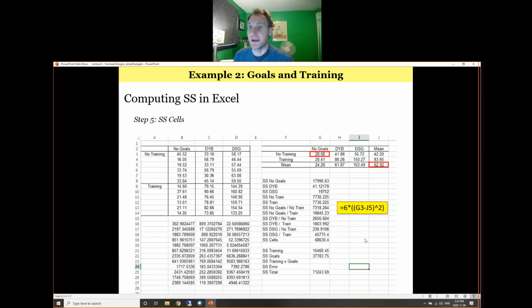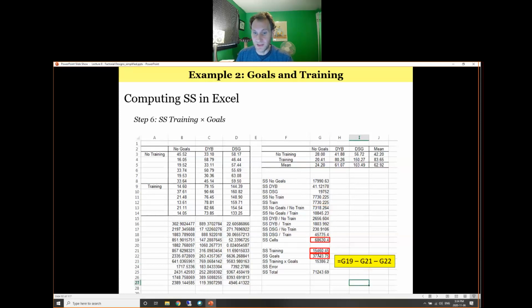You probably see where I'm going. I do the next thing to compute sums of squares cells. Remember, I have to compute sums of squares cells before I can compute the interaction term. So I simply do it for each of my means. Here I'm showing subtracting out the no goals, no training mean, which is in G3. Subtract the grand mean, square it, multiply by the number of people in that cell, 6. I do that for each of my 6 cells, take the sum, and that gives me sums of squares cells.